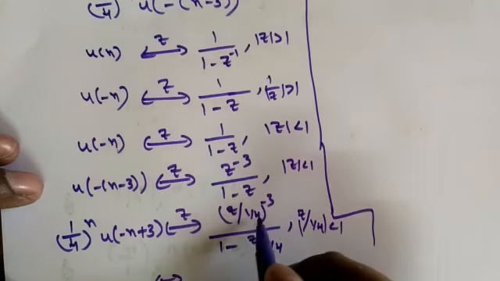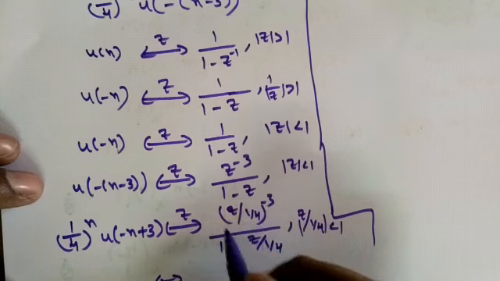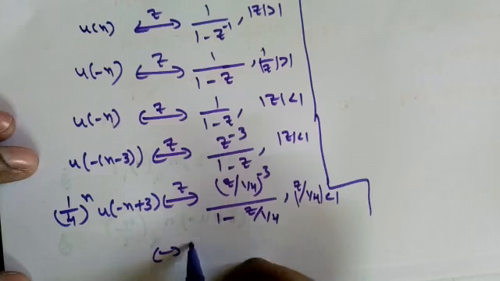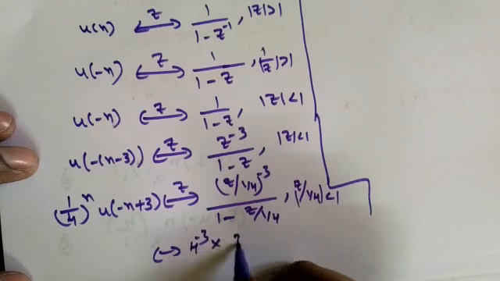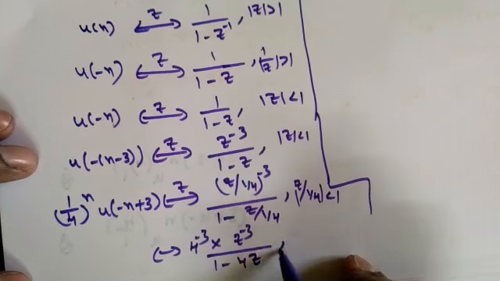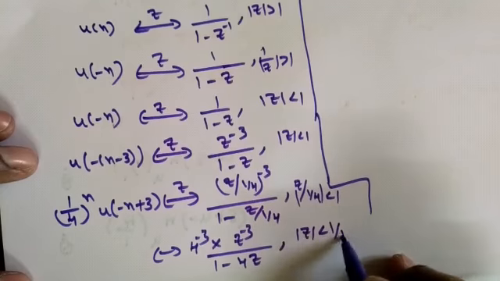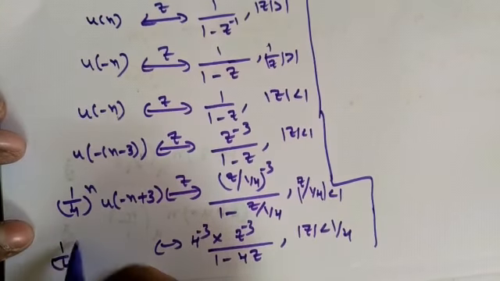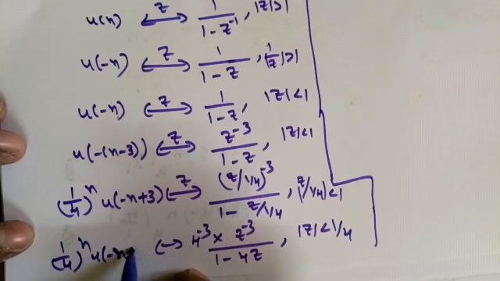So what is the final answer? See, 1 by 4 means 4 power minus 3 will be outside, into z power minus 3 by 1 minus 1 by 1 by 4. It will become 4z. Now what is this? Mod z is less than 1 by 4. Right? This is the first procedure. We can do this like this also.